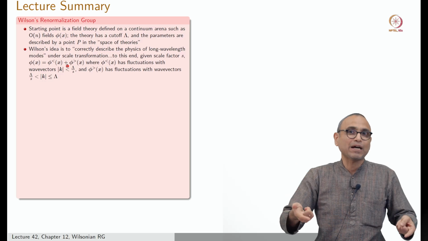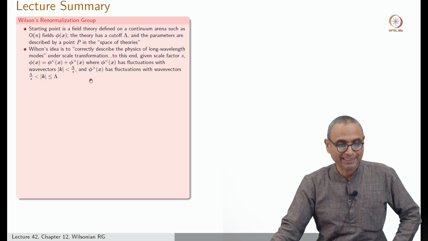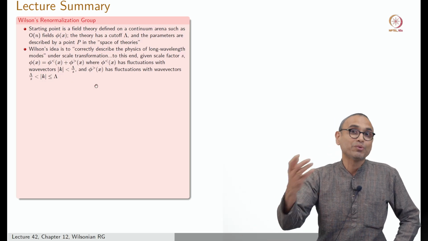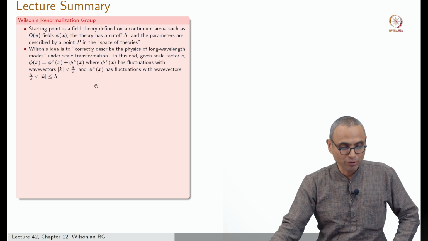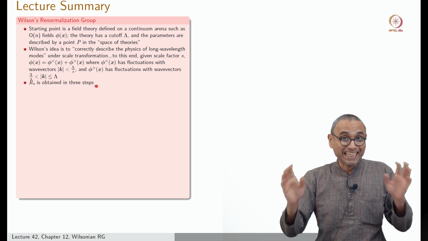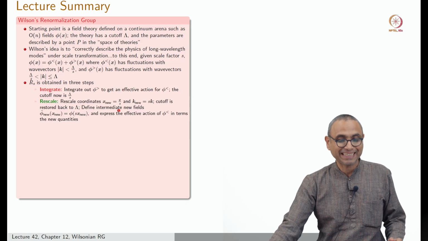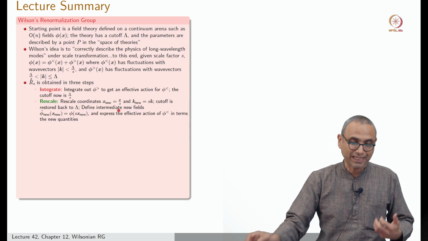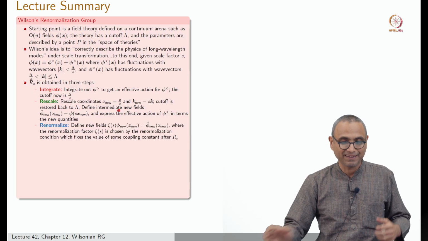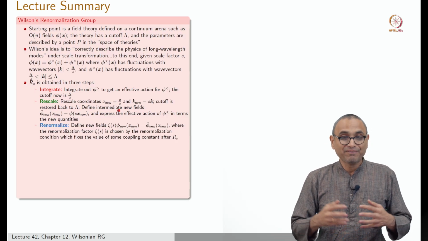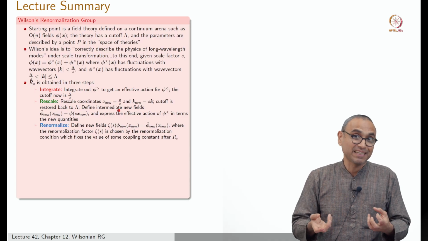You integrate out the phi greater than modes, and that will give you a new action for the phi less than mode. So this changes cutoffs. That is the integrate part. Now we rescale. When we rescale, we restore the cutoff back to the original value, and we renormalize. That is the third step.